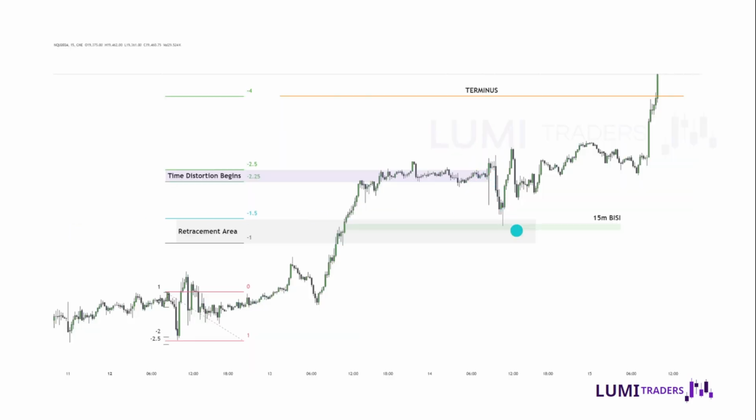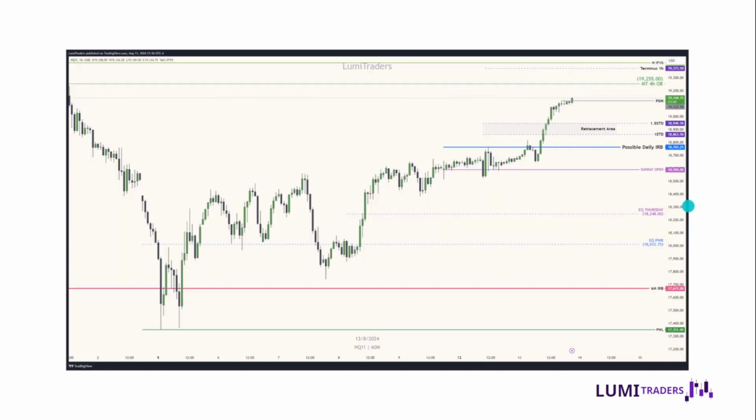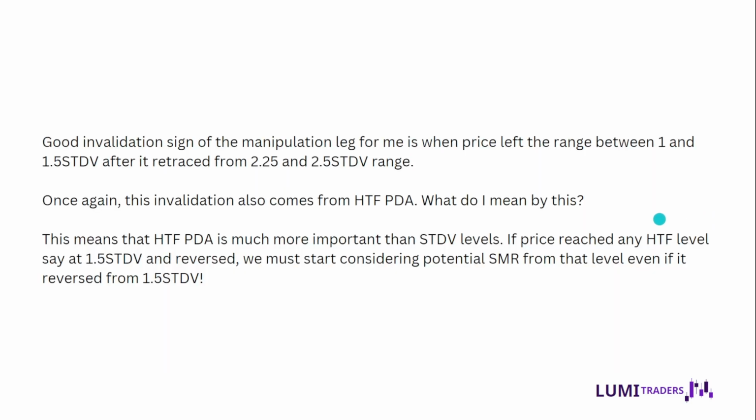We got this move down from this time distortion range, the 1 and 1.5 standard deviation range, specifically to this fair value gap. And then a sharp reversal to the upside to 4 standard deviation. From our deal distribution lesson, we also can see an absolutely amazing deal distribution setup, right? Right here. Absolutely amazing delivery. So this is a chart that was posted in my Discord.